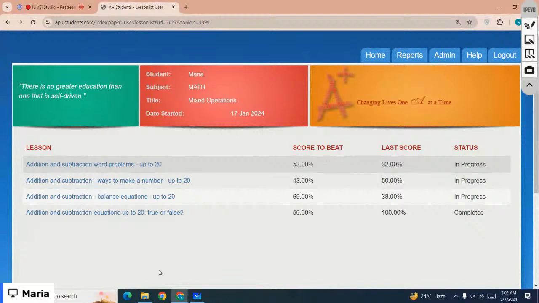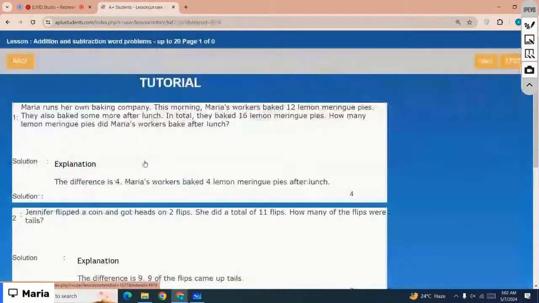Okay, we are going to start with the very first lesson, that is addition and subtraction word problems up to 20. Maria runs her own baking company. This morning, Maria's workers baked 12 lemon meringue pies. They also baked some more after lunch. In total, they baked 16 lemon meringue pies. How many lemon pies did Maria's workers bake after lunch?